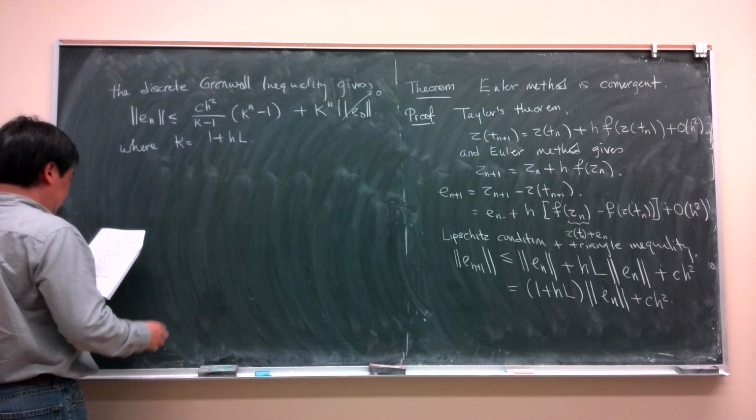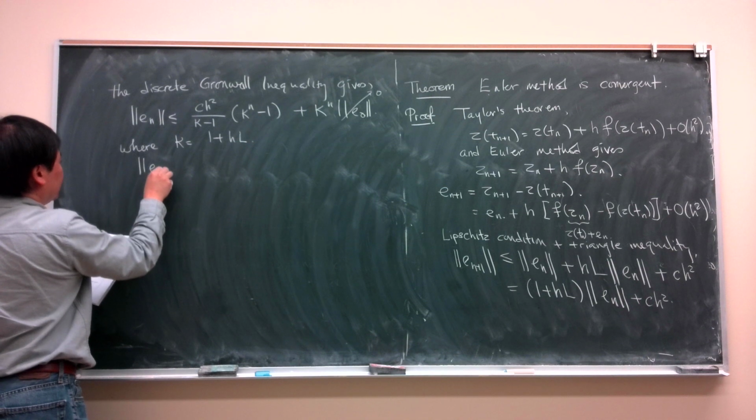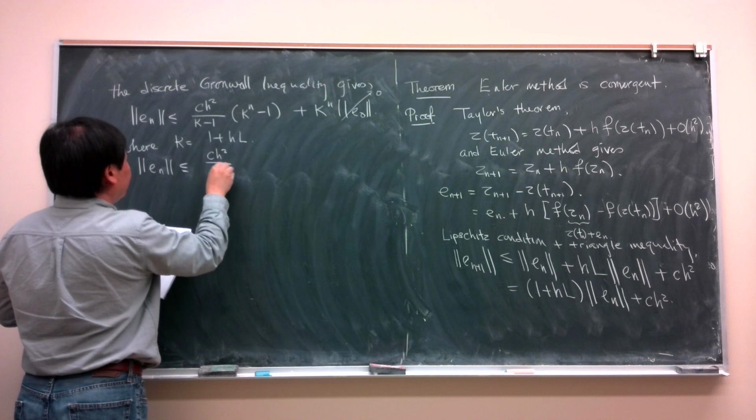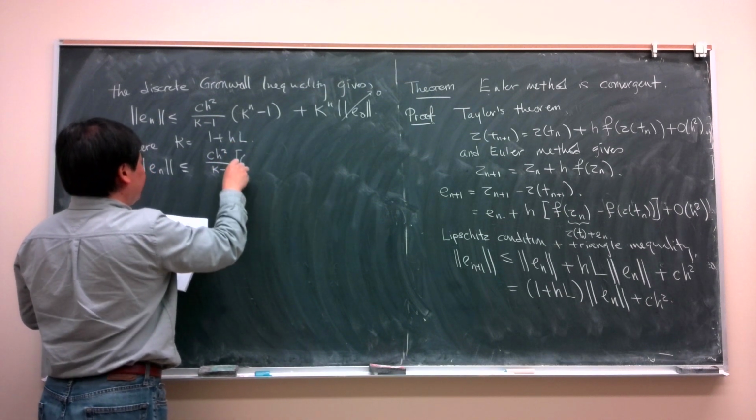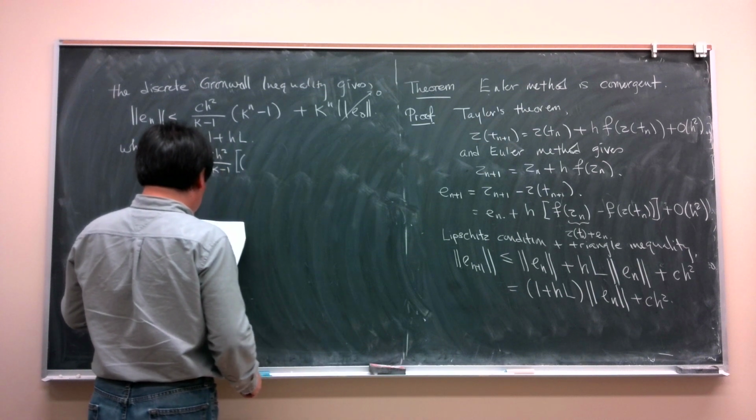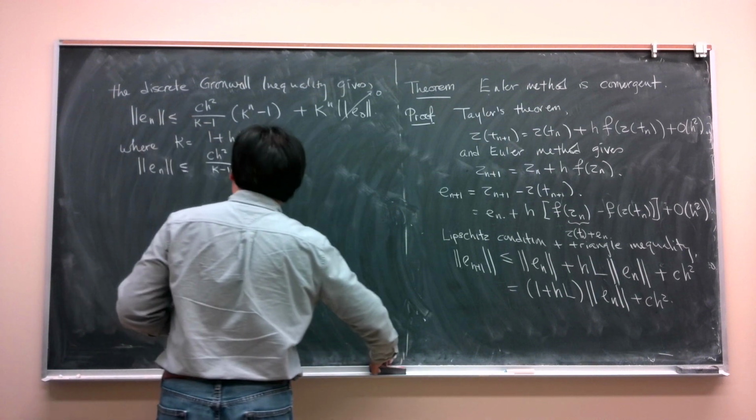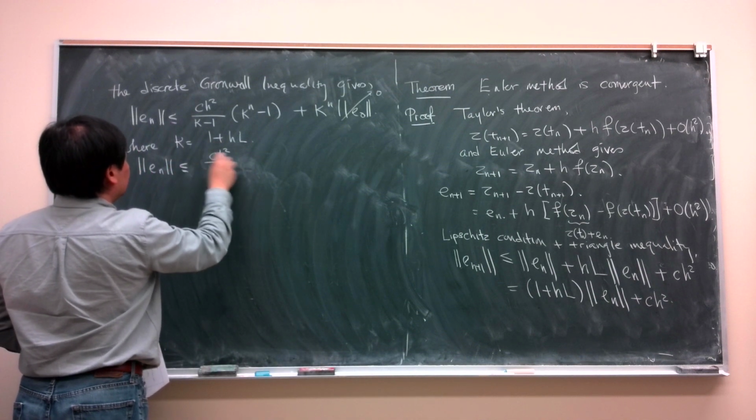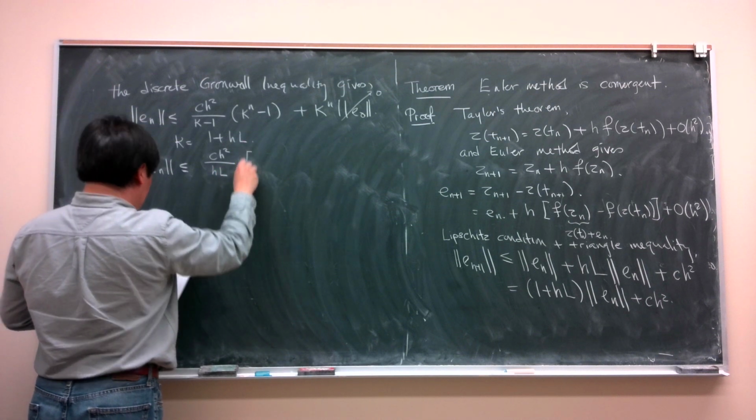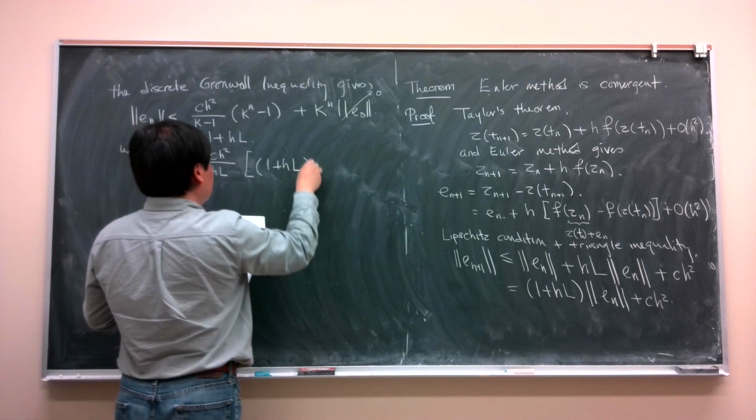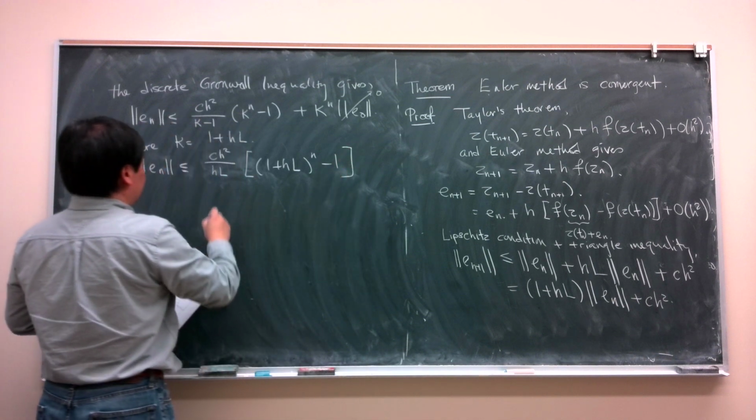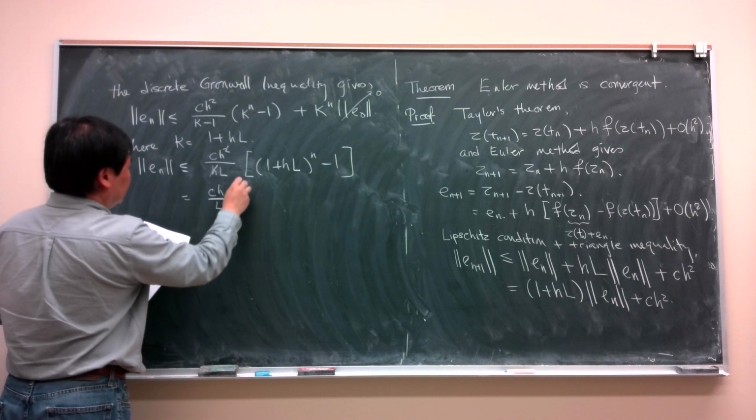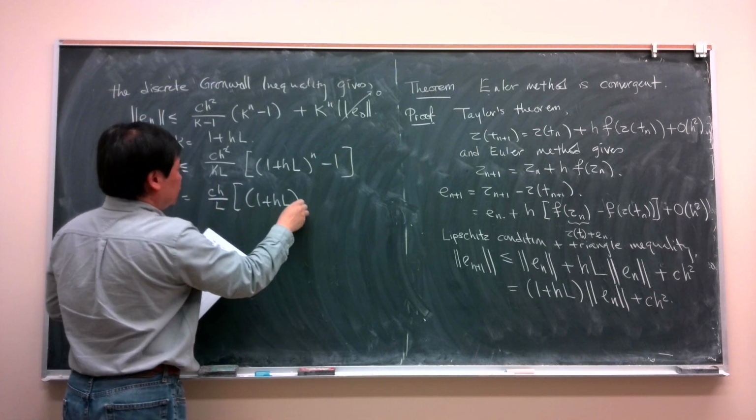Okay, so with that, you get that the error at the nth stage is less than or equal to C h squared over (kappa minus 1). I can put back the 1 plus hL term. Actually, let me do that for both of these. So I'm going to put back what kappa is. Okay, so you get C h squared over hL, times (1 plus hL) to the nth power minus 1. Okay, and then h cancels, so you just get C h over L, again times (1 plus hL) to the nth power minus 1.